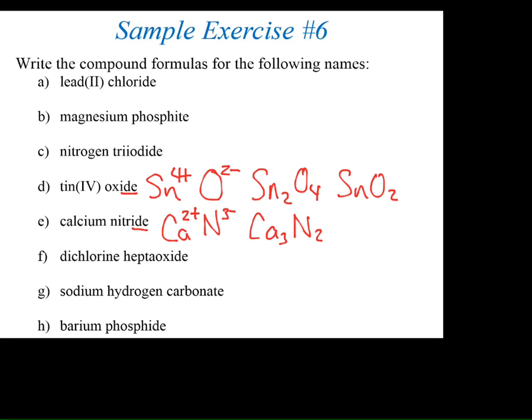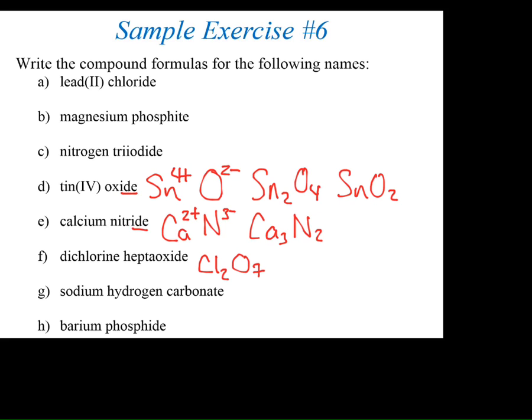Okay, dichlorine heptaoxide. I see the prefixes, so it's just a simple matter of knowing what di and hepta mean. So what's dichlorine? Cl2. What's heptaoxide? O7. Hexa is 6. Hepta is 7.